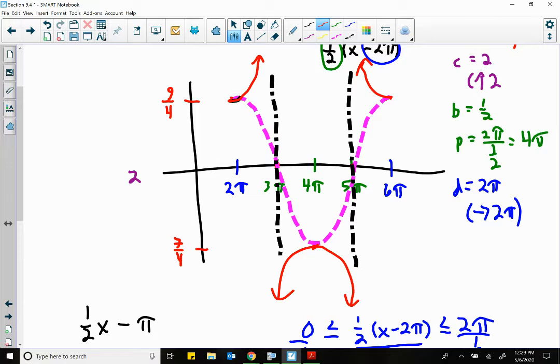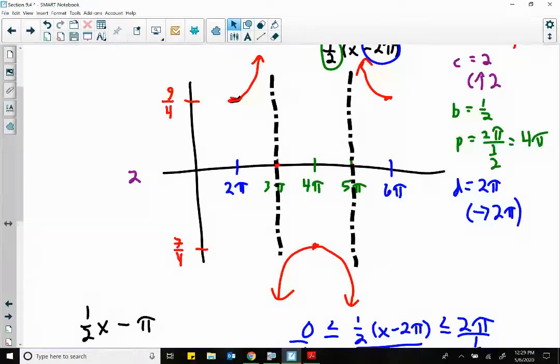And technically, this part right in here, see if I can select it. If I delete that out, there's the secant graph that we were after. Secants and cosecants graph just like sine and cosine graphs.